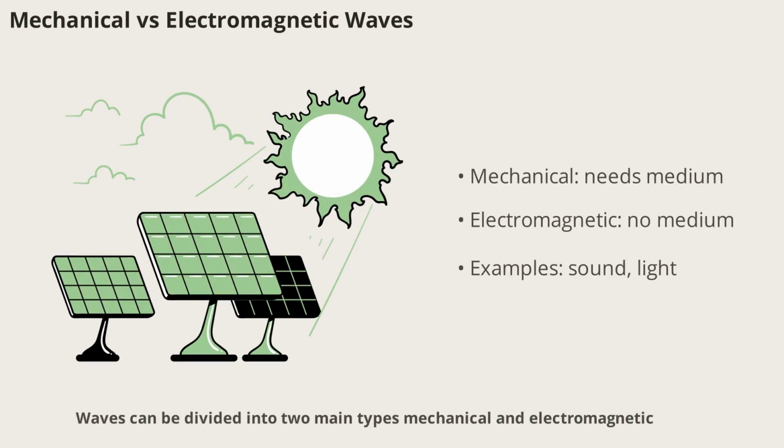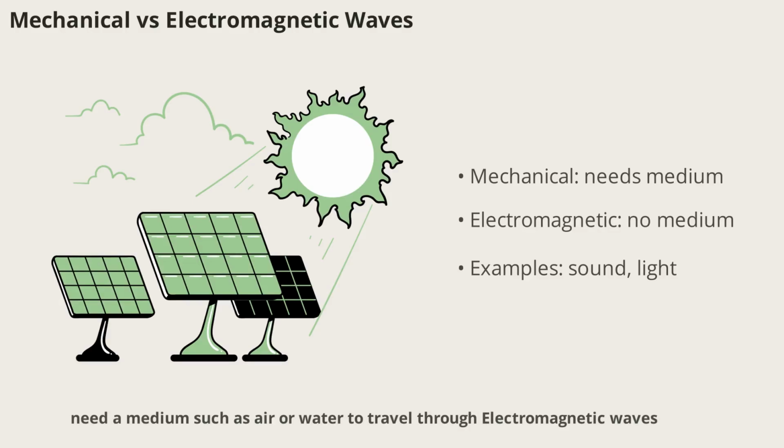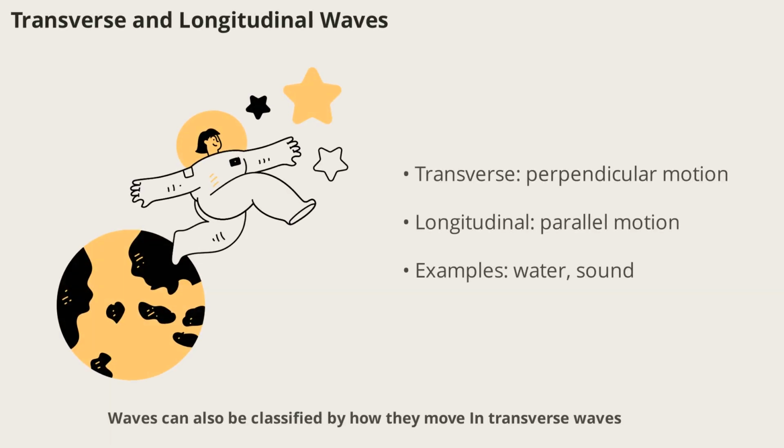Waves can be divided into two main types: mechanical and electromagnetic. Mechanical waves, like sound or water waves, need a medium such as air or water to travel through. Electromagnetic waves, such as light, radio, and X-rays, do not require a medium and can travel through the vacuum of space. This distinction is crucial in understanding how different waves interact with their surroundings and how we use them in technology and communication. Waves can also be classified by how they move.